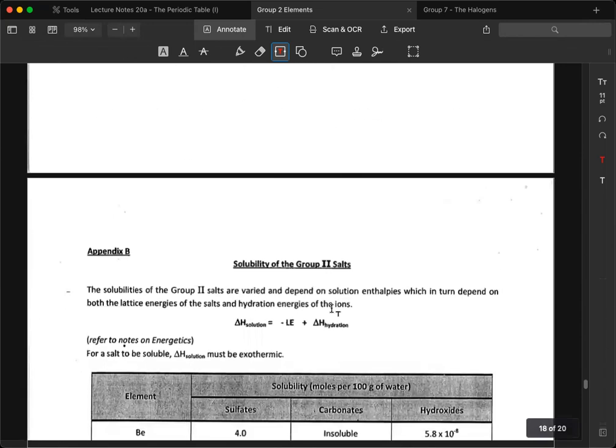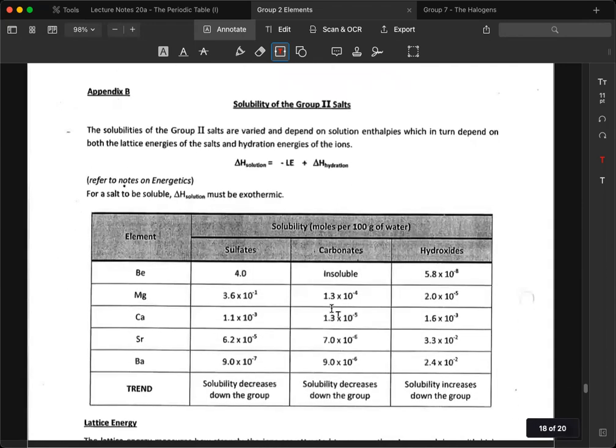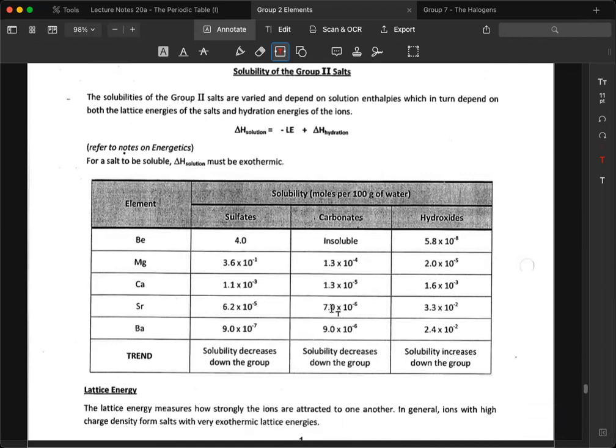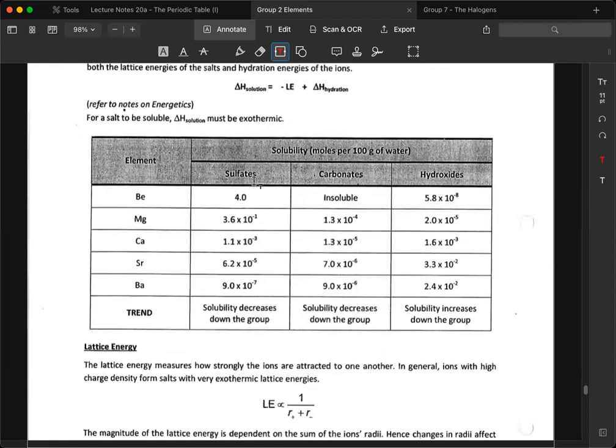OH. As for the solubility of group 2 salts, it really depends on the solution enthalpy, which depends on both the lattice energy and the hydration energy. Okay, so this is a revision of energetics. So enthalpy of solution equals minus lattice energy plus enthalpy change of hydration. So in order for a salt to be soluble, this enthalpy change of solution must be exothermic. Okay, so we can see that solubility decreases down the group for all the sulfates, carbonates, as well as hydroxides. Okay, more and more insoluble based on the data.